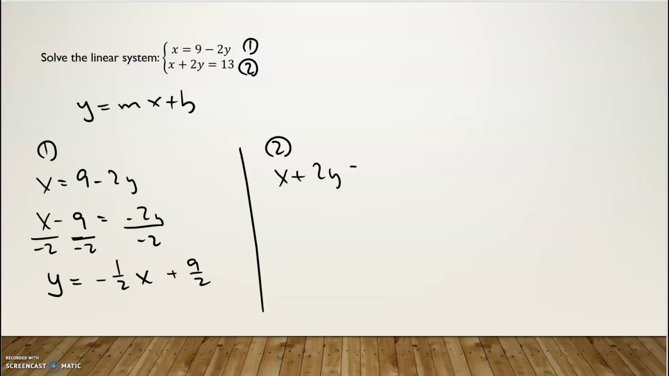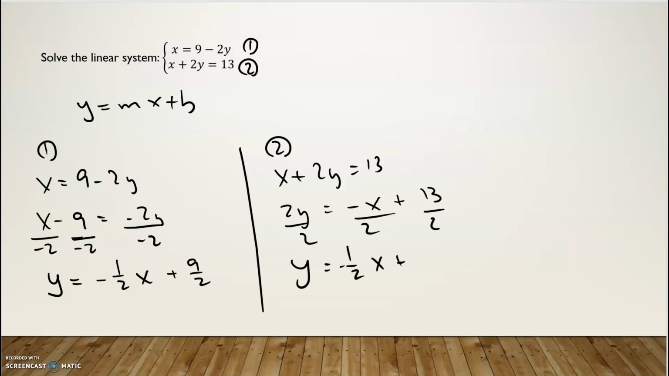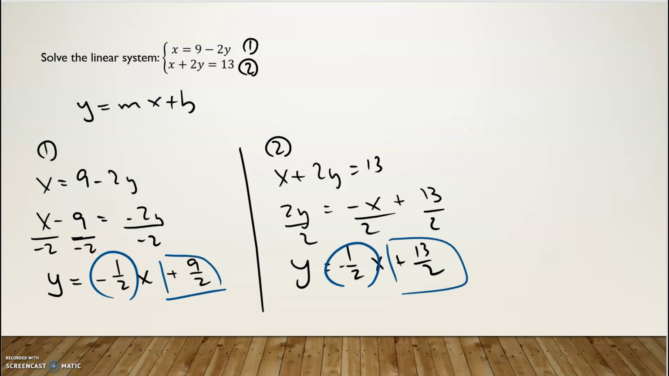Okay, x plus 2y equals 13. I'm going to move that x over, and then divide everything by 2. So y equals negative 1/2 x plus 13/2. Okay, notice I have the same slope. They're both a negative 1/2, but I have different y-intercepts. So these are going to be parallel lines, which means you're going to have no solution.